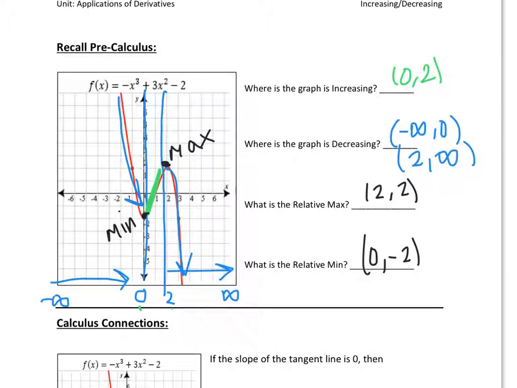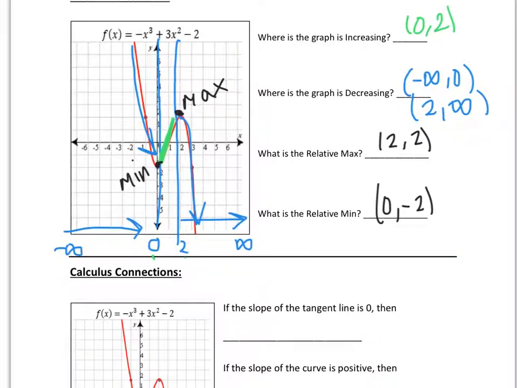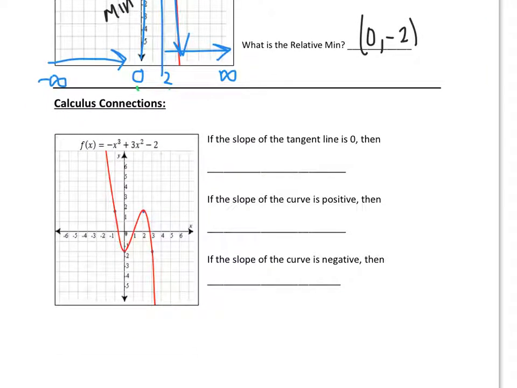Now, how do we make connections to this, though, to calculus? So if we go down here, let's try to make the connection. If the slope of a tangent line is 0, what does that imply? Well, what I'm looking for you to see here is that this spot right here has a horizontal tangent. So our f prime, our derivative, is going to be equal to 0. What does that imply? Well, here our derivative is also 0. That implies when our derivative is 0 that we're going to have a maximum value or a minimum value.